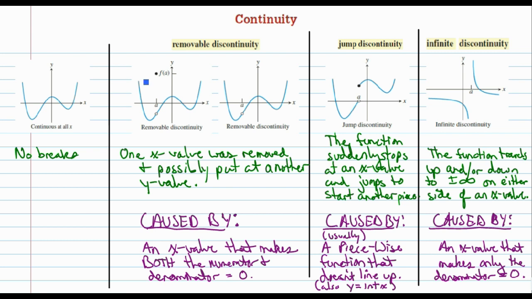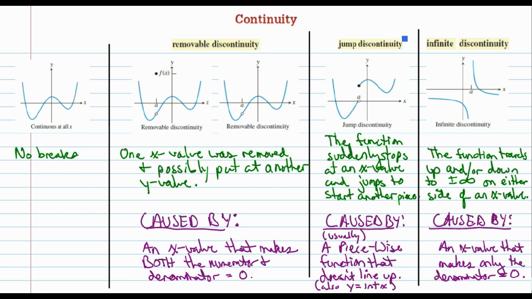A removable discontinuity has only one tiny little point removed. So they symbolize that on a graph usually with an open circle. And sometimes that point that has been removed can be put somewhere else on the graph, but it doesn't have to. This is caused by any x value that makes both the numerator and denominator 0. So for example, if I have y equals x minus 3 in the numerator and x minus 3 in the denominator, positive 3 will make both the numerator and denominator equal to 0.